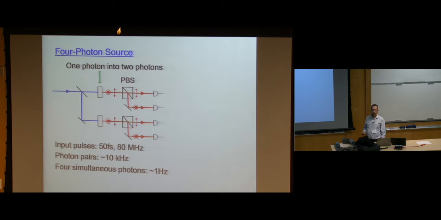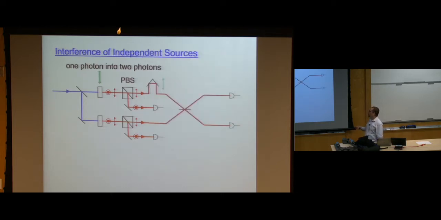So if we can make 4 photons, what do we want to do? Well, remember that boson sampling experiment. You need to be able to interfere these photons, and you want to show that I can interfere photons from independent sources. These sources are not locked to each other in any way, and I want to get interference between independent photons. So I'm going to shine them on a beam splitter, and I'm going to put a time delay in here so I can line them up and see how it works.